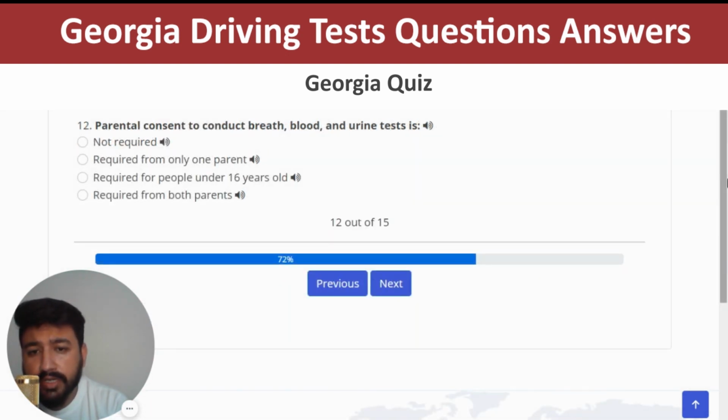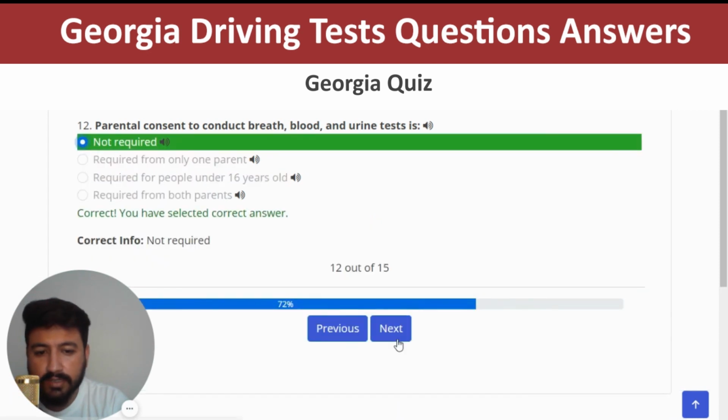Parental consent to conduct breath, blood, and urine tests is. The right answer is not required. So I'm going to click on the first option, correct, and next.